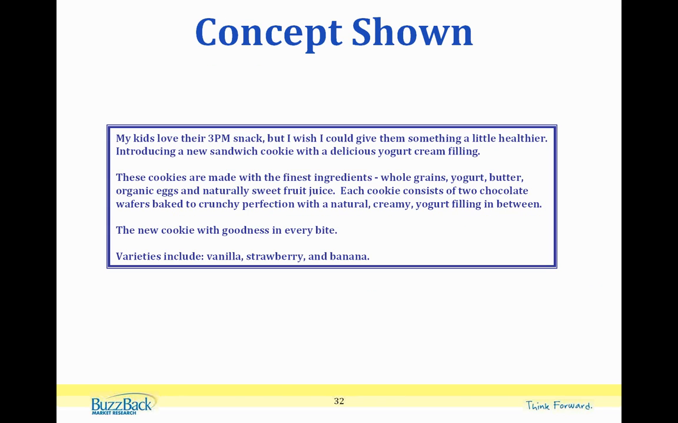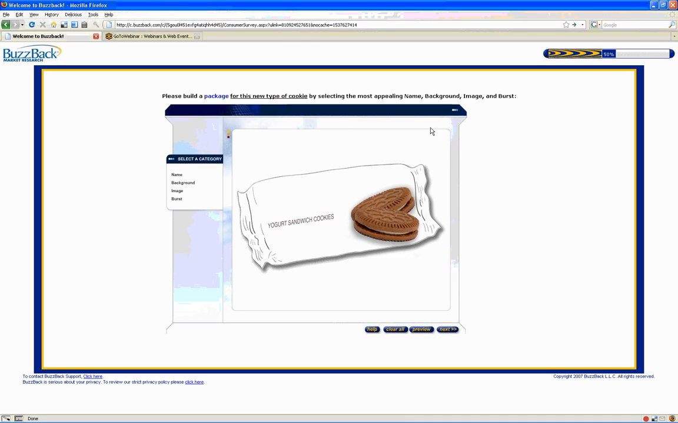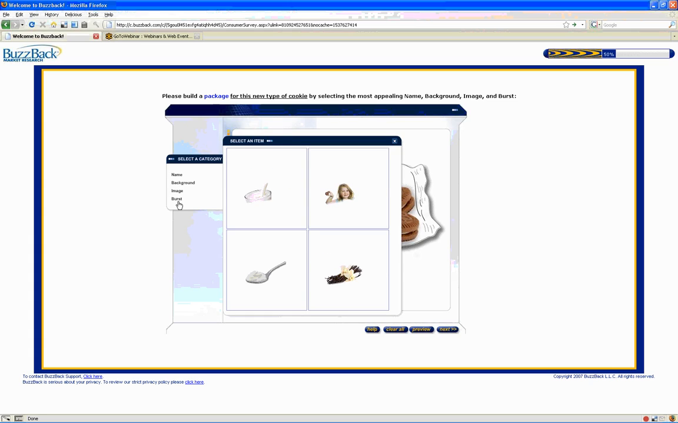Before we had them go about configuring the package for this product, we gave them a flat text description of what this product would be. And so after reading this, we then have them go about creating their own packaging. So this is actually what the consumer saw. It's as stripped down of product packaging as we could have. And then we asked them to go through and select an item from 4 different categories of packaging elements.